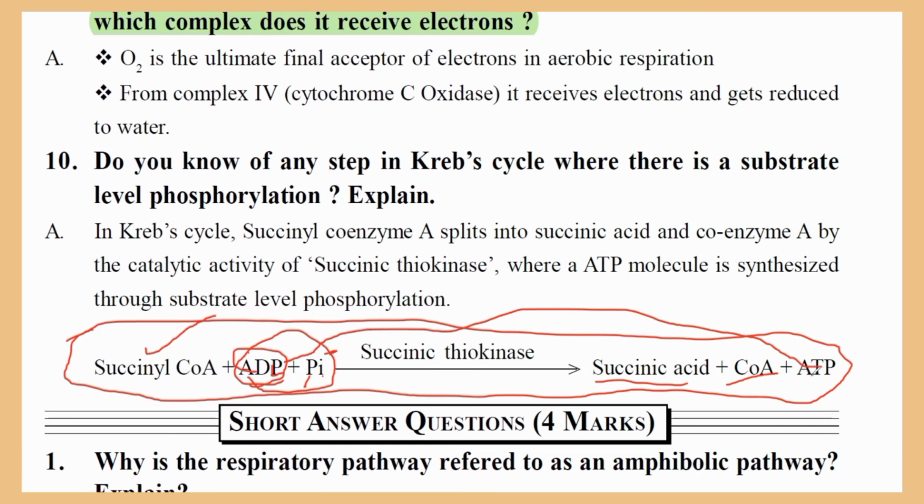So in this reaction, there will be three reactants and three products. Number one is the succinic acid, number two is the coenzyme A, number three is the ATP. So this is you have to keep in your mind. This equation is most important at examination level.